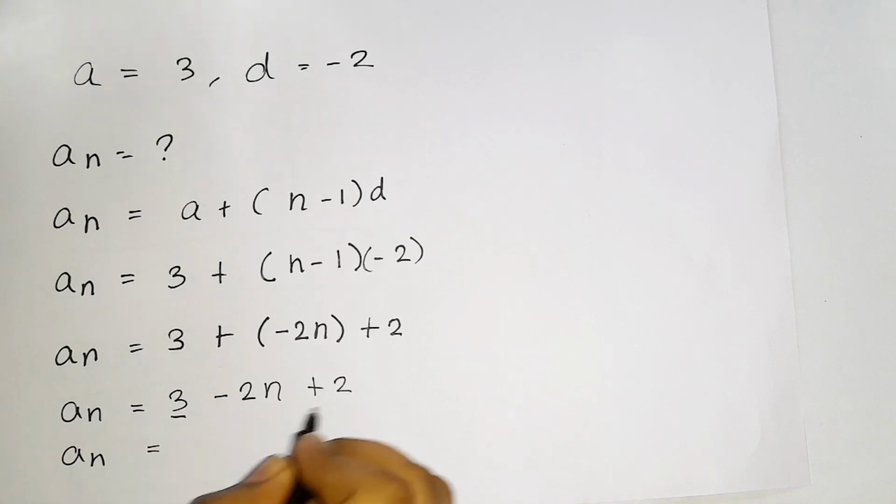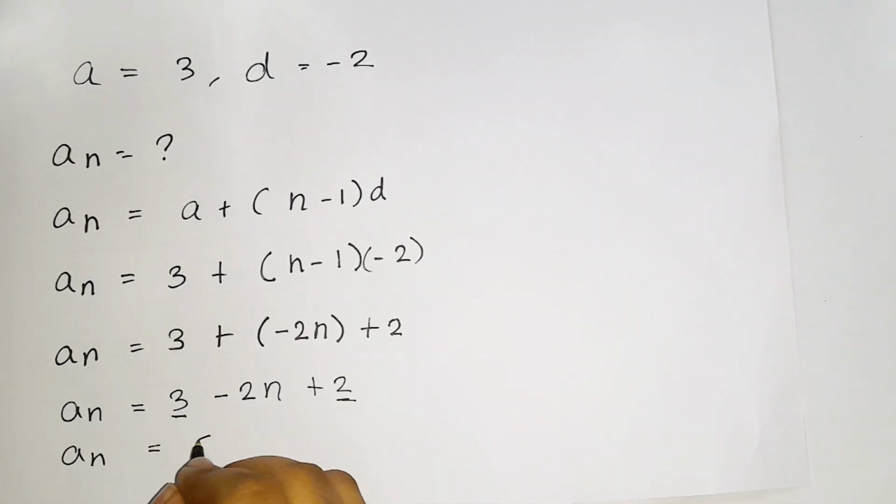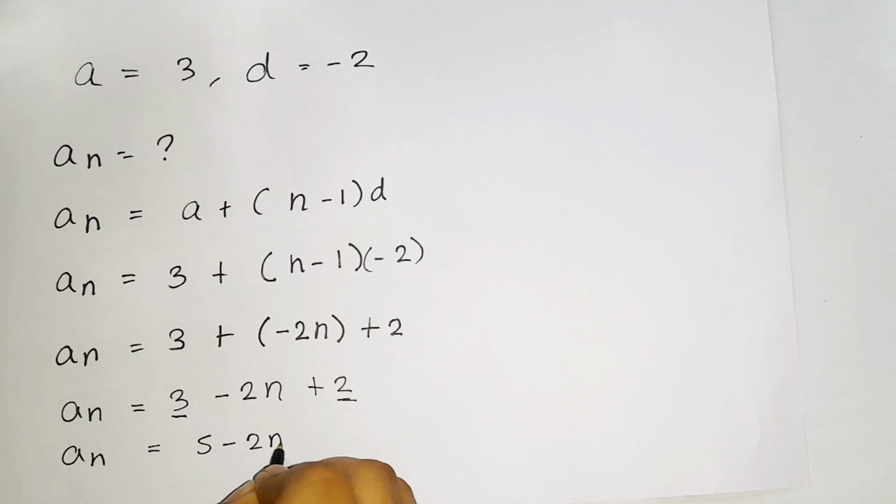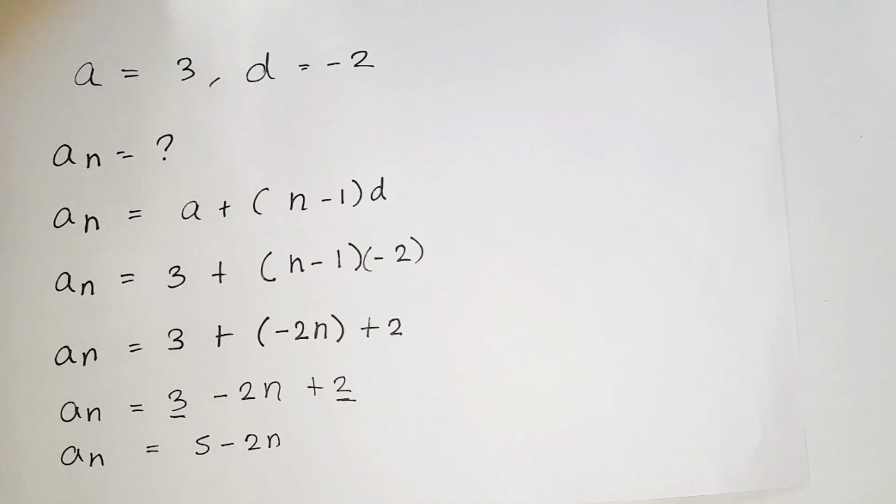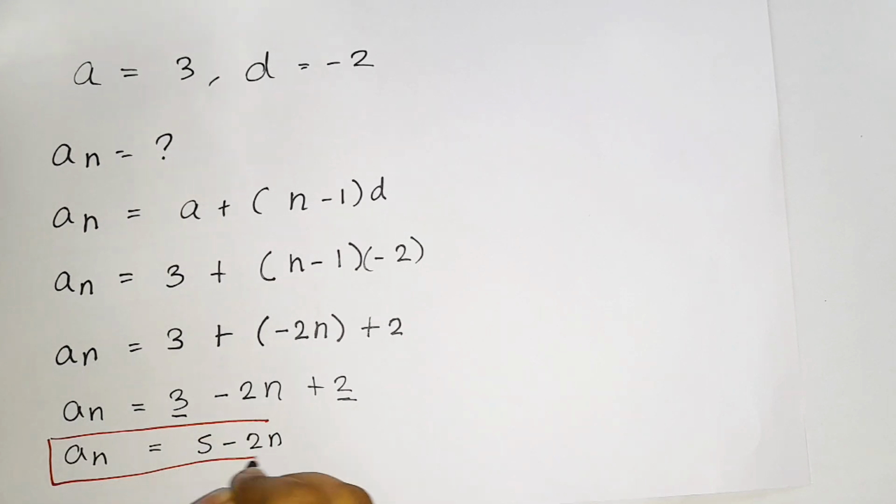So here we have constant terms. So 3 plus 2 is 5. So 5 minus 2n. Okay, so this is the an value. So guys, this is our answer.